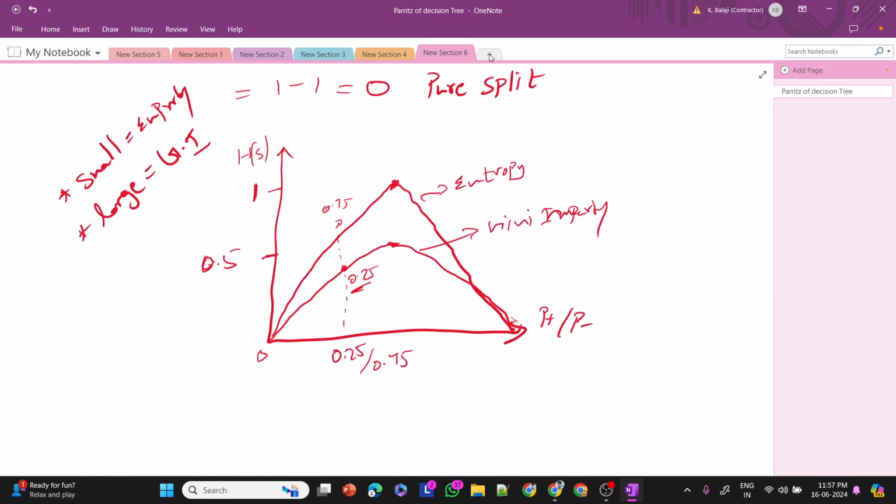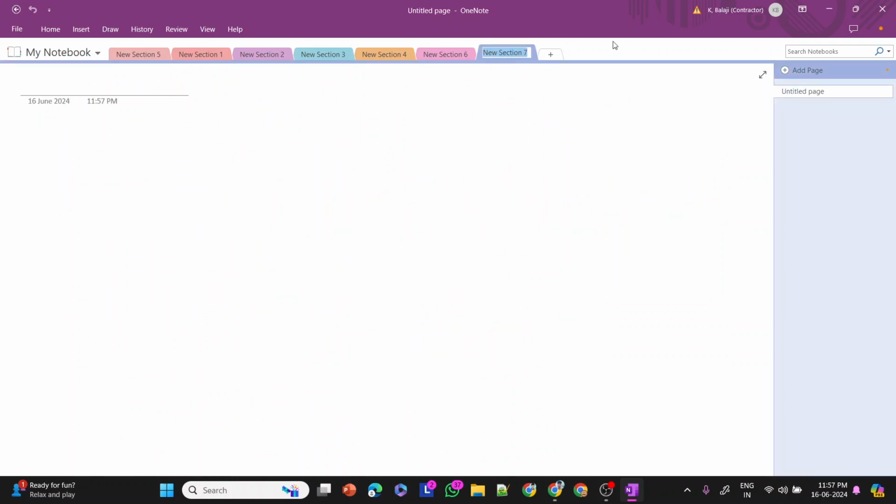Okay, let's see how we can select a feature to split. How do we select a feature to split?